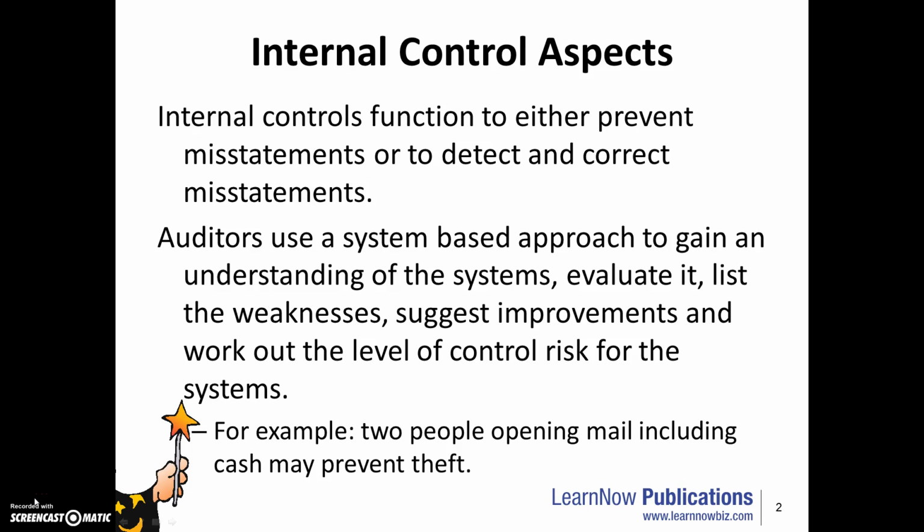Internal control functions either prevent misstatements or detect and correct misstatements. Auditors use a system-based approach to gain an understanding of the systems, evaluate it, list their weaknesses, suggest improvements, and work out the level of control risk for the system. For example, two people opening mail, including cash, may prevent theft.